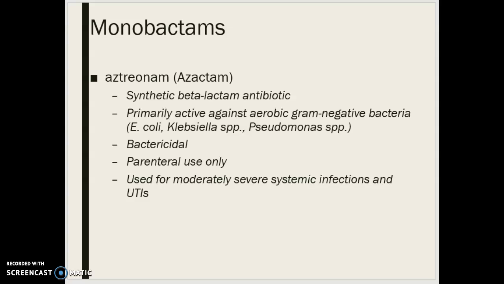So welcome back. I know this is a long chapter here, but let's talk about the Monobactams. Our drug here that we want to study is aztreonam, Azactam. This is a synthetic beta-lactam antibiotic. It inhibits bacterial cell wall synthesis, and it's actually resistant to most of the beta-lactamases. The problem is it is only effective against gram-negative bacteria.